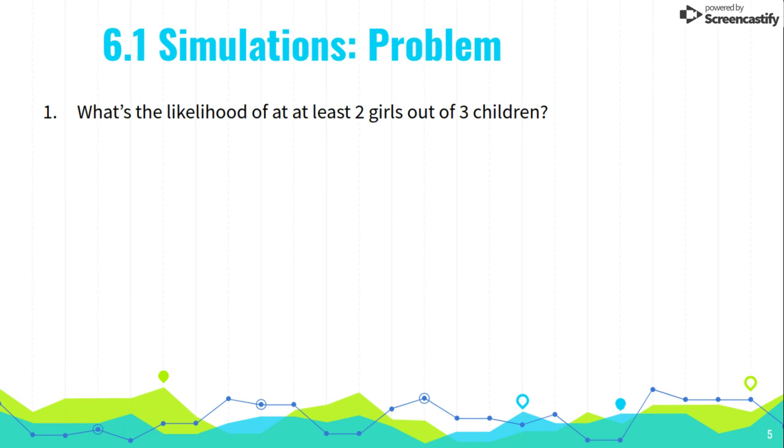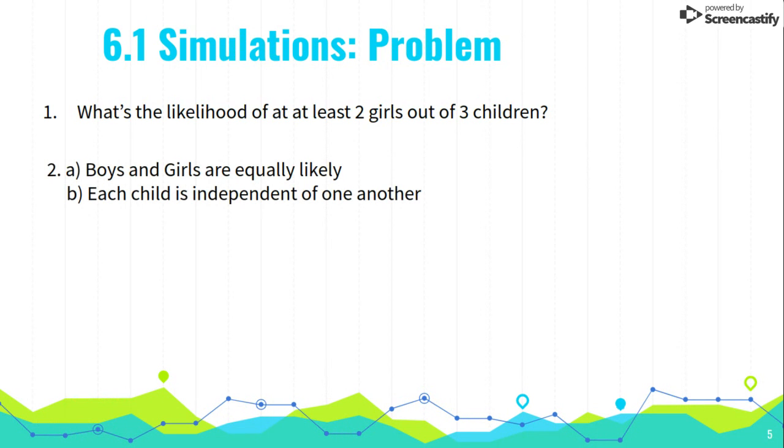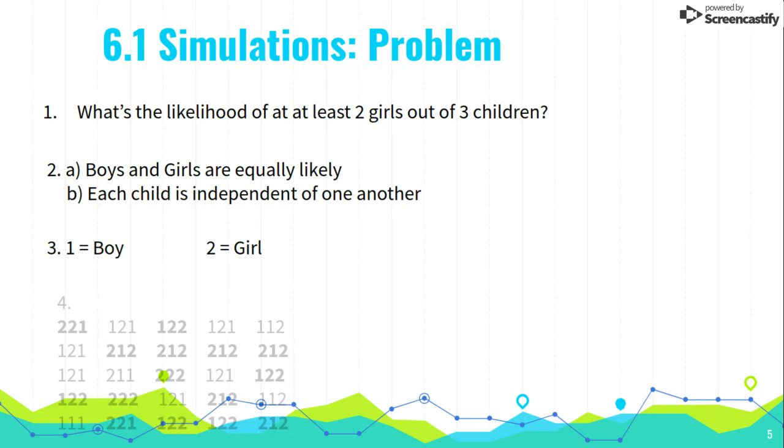Practice problem, trying this one out. So the first step is stating the problem. We state the problem as: what's the likelihood of getting at least 2 girls out of 3 children? Then you want to state the assumptions, which is that boys and girls are equally likely, and that each child is independent of one another. Then you want to assign digits to represent the different outcomes. 1 is boy and 2 is girl.